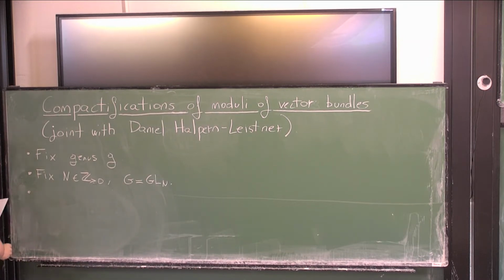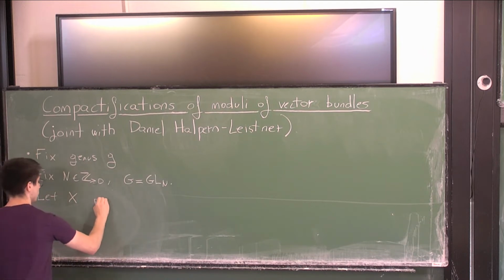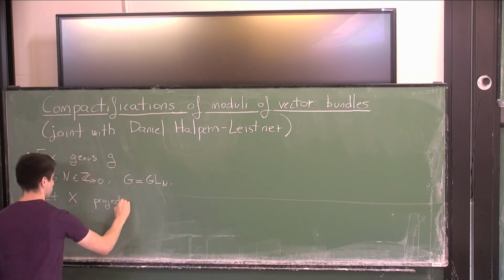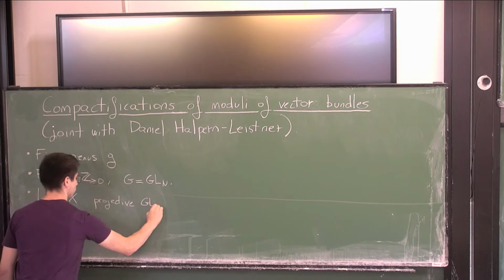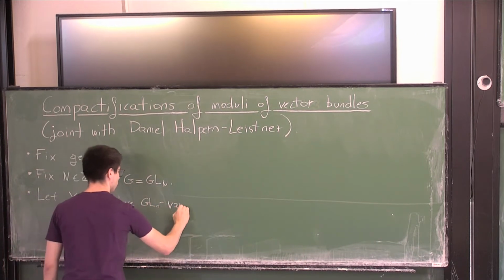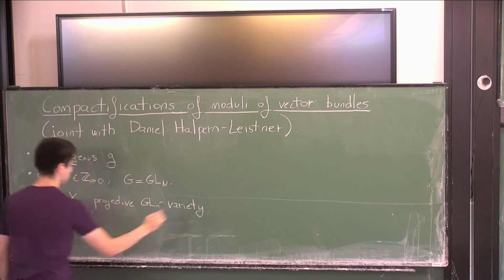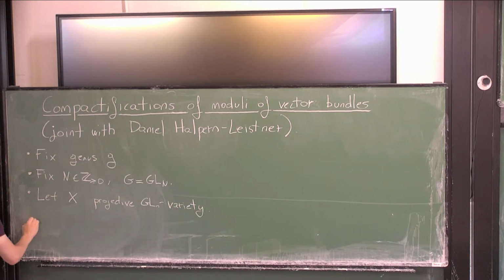Okay? And then just to have things for later, I'm going to also look at a projective variety. So we're going to fix a projective GL_n variety X. And finally, to have something connected, or at least of finite type, we're going to fix a degree of a vector bundle. So let me just say an Euler characteristic.